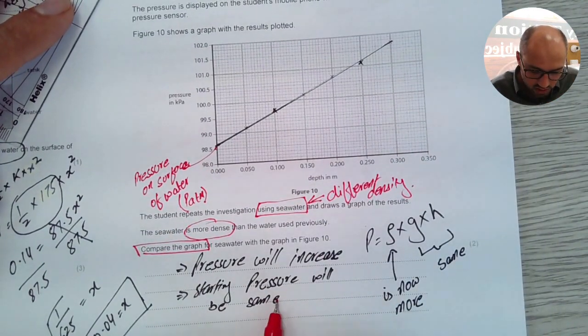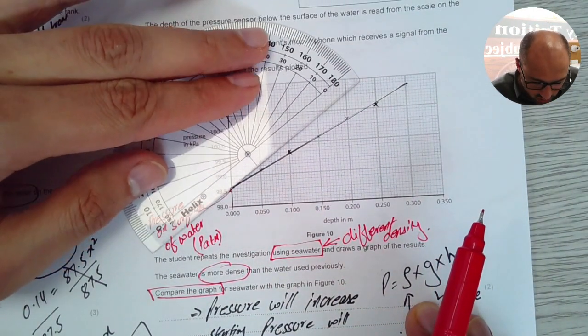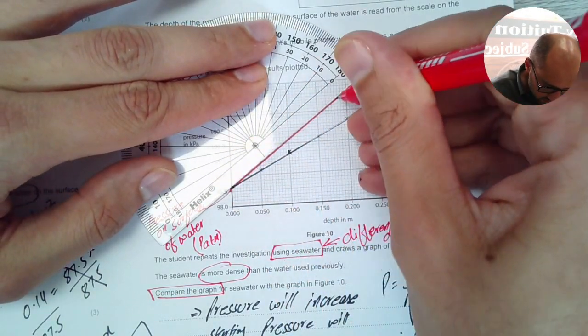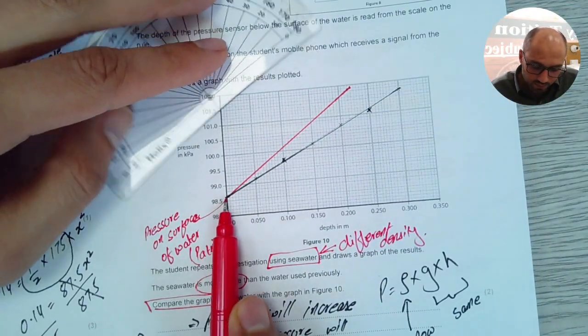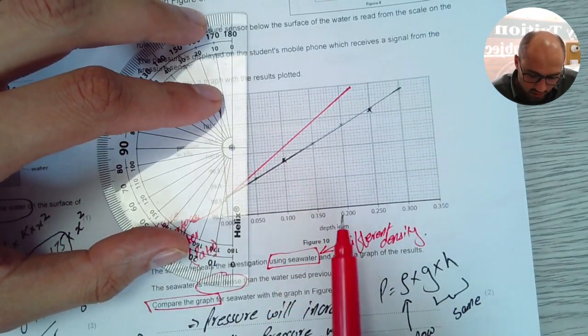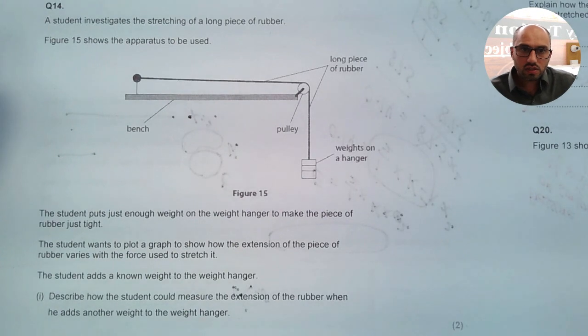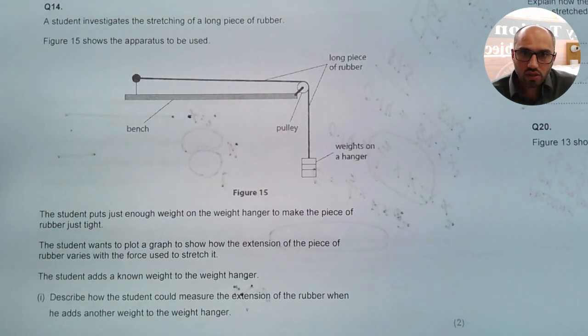If I'm to sketch this graph for the seawater, it will look like this. The starting value will be the same, but for the same depth, it will have a higher value of pressure. Next question says the student investigates the stretching of a long piece of rubber. Figure 15 shows the apparatus to be used.